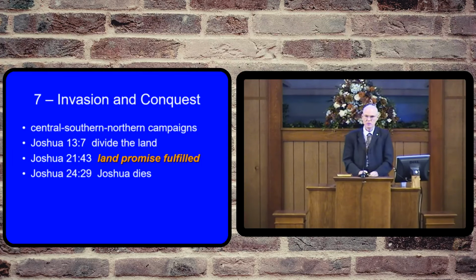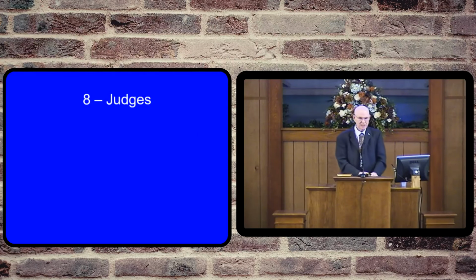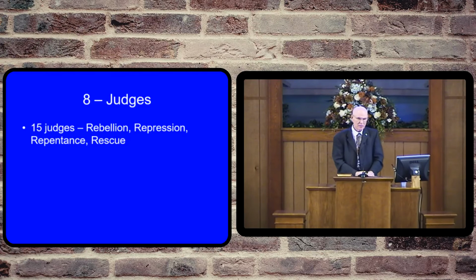In Joshua 24, Joshua dies, and they have no ruler, no leader now, but God's going to do it differently. They've already conquered the land, so now we have the period of the judges, where God raises up a judge as needed to lead the people. 15 judges, if you count Abimelech.